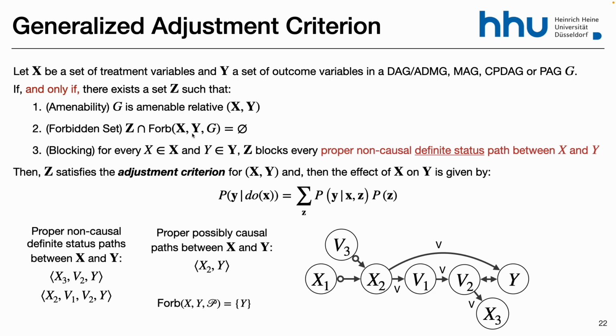And then we need to find a set Z that blocks every proper non-causal definite status path between x and y, which are those two. I forgot to check the definite status, but it's definite here, and x2, v1, v2, and y is also everything definite, so there's nothing to check. So we need to block these two paths. And the forbidden set is just y, so we are safe here. So which variables are okay to be in Z?